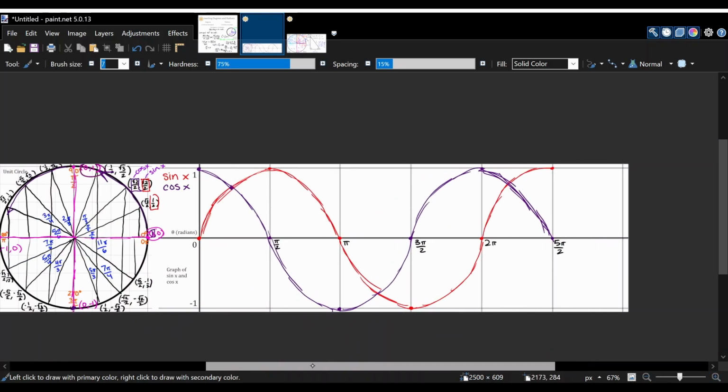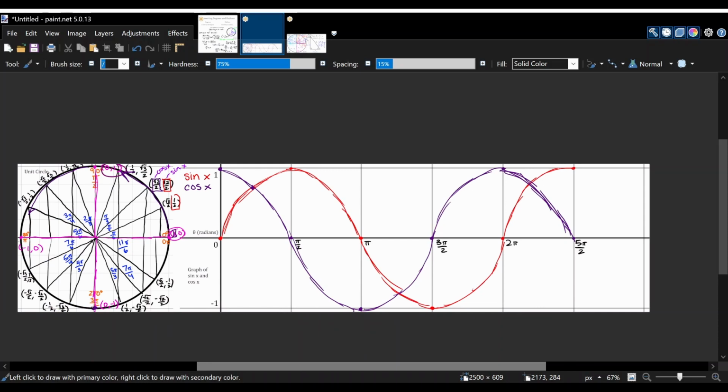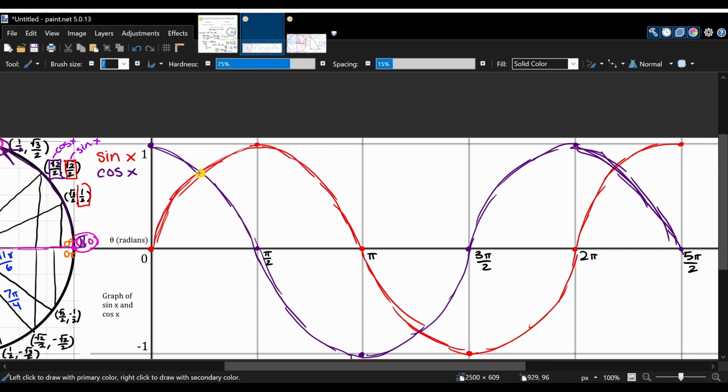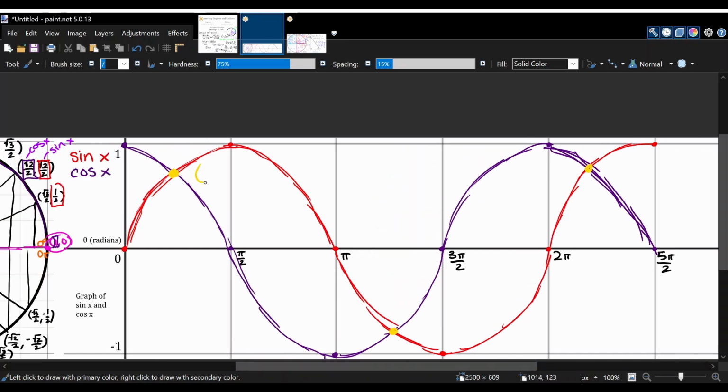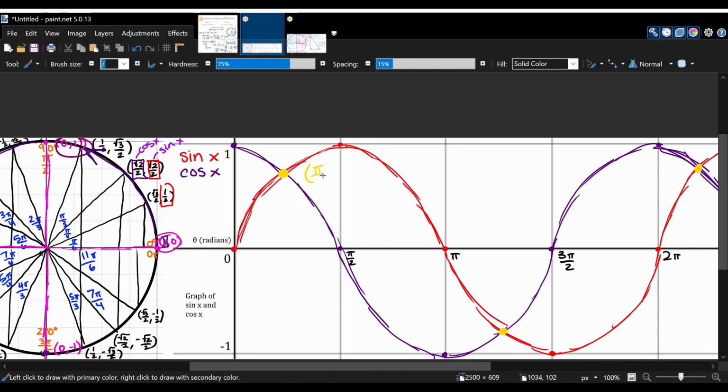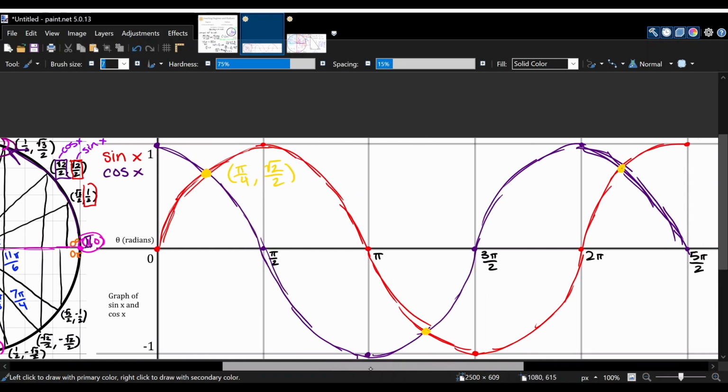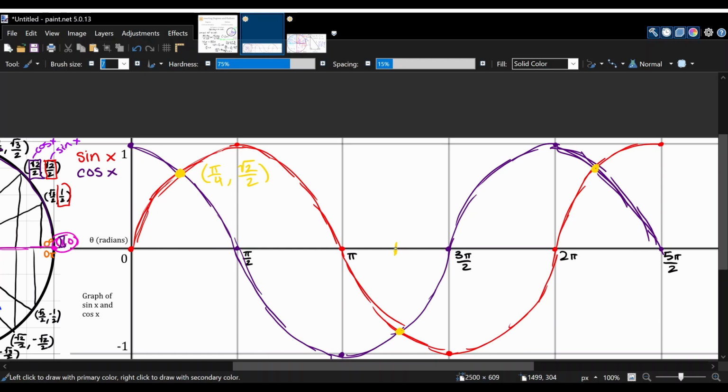It doesn't look perfect, but let's just take a second to look at the intersection points, which I'm going to mark with yellow. I mentioned this when we were doing the cosine graph, that this point is pi over 4, square root of 2 over 2. And now we come over here, we see this right here. What is it? It's 5 pi over 4.